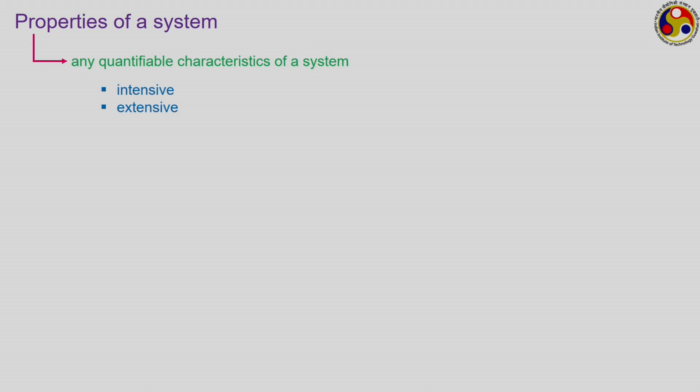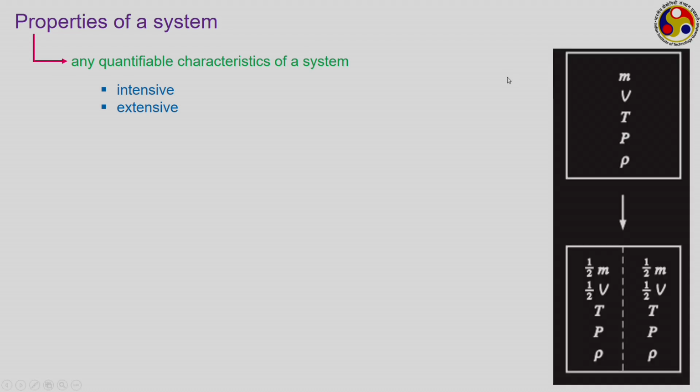Now, for a given property, how can we identify whether it is intensive or extensive? This is a simple example. Suppose we have a system given for which there are several properties mentioned, like M for mass, capital V for the volume, capital T for the absolute temperature, capital P for pressure, and rho for density. These are the 5 properties that are specified for this system, and we have to identify out of these 5 properties which are intensive in nature and which are extensive in nature.